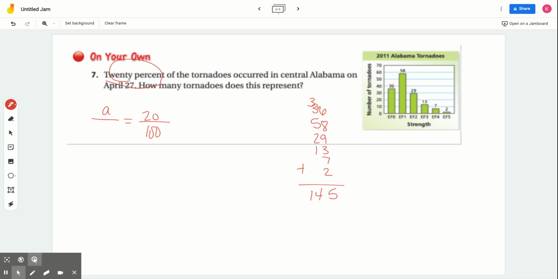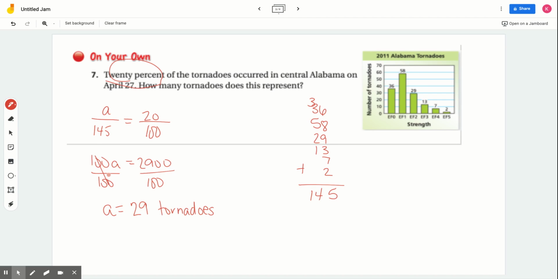Now, you can see here that I have added all of the tornadoes from this chart, one number from each category. I found the total to be 145. So there were 145 tornadoes in Alabama in 2011. So that's going to be our whole. Now again, we can cross multiply and divide to find the answer. So go ahead and give this a try right now. Now go ahead and check your work with mine.